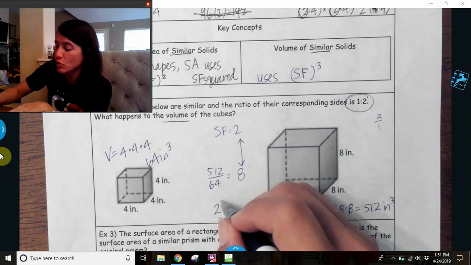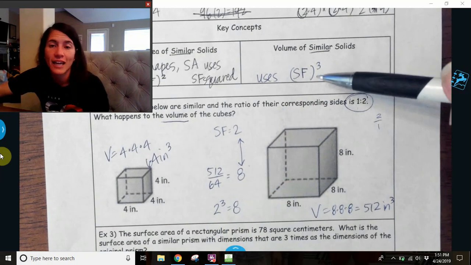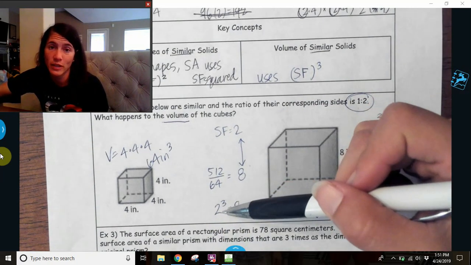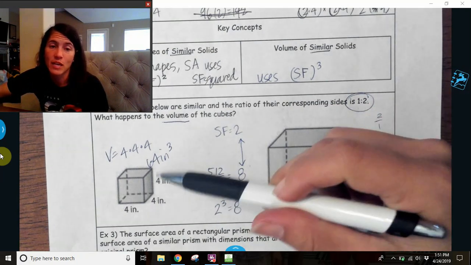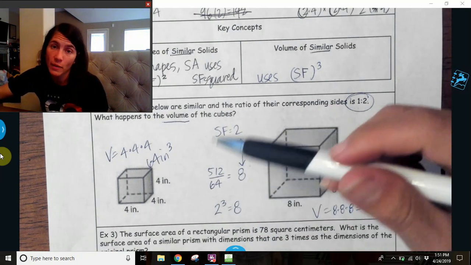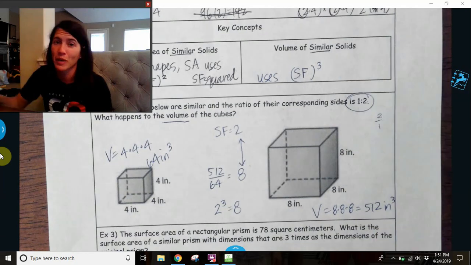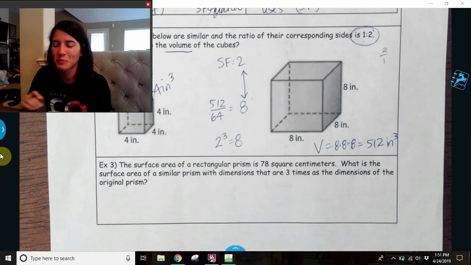So how do 8 and 2 relate? Well, 2 to the third power is 8. And that's what I mean by scale factor cubed. Whatever the scale factor is, you could cube it, and then that is going to be how many times bigger or how many times smaller the new shape is. These two shapes are both getting bigger, but I'm going to show you ones that have fractions in them too.